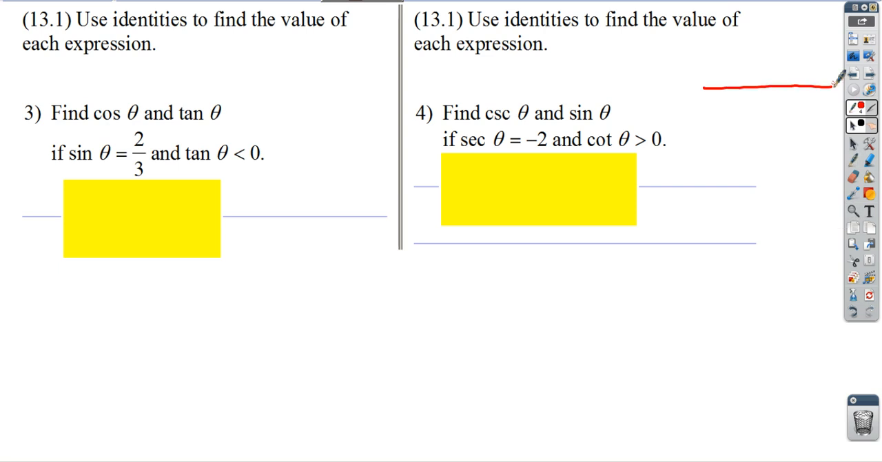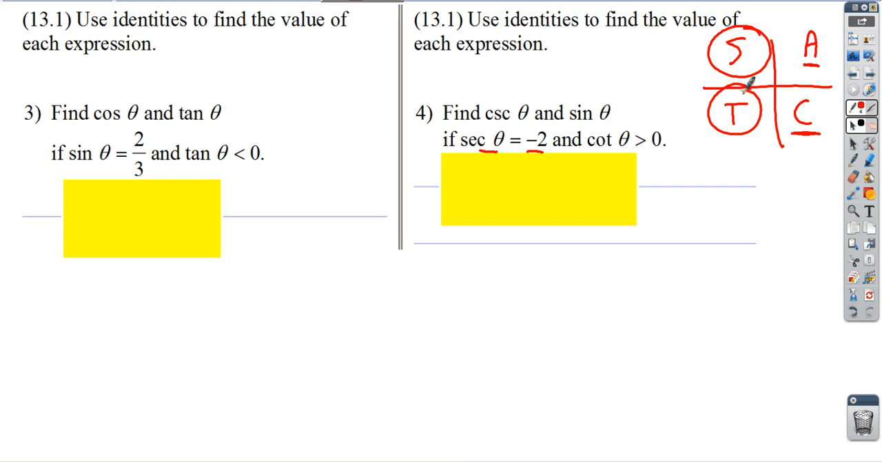So it's always a good idea to start out by figuring out which quadrant we're in out of these 4. And we know that secant is negative. Secant goes together with cosine. So cosine is positive in the 4th quadrant and the 1st. That means cosine and secant would be negative in those two ones that I circled.